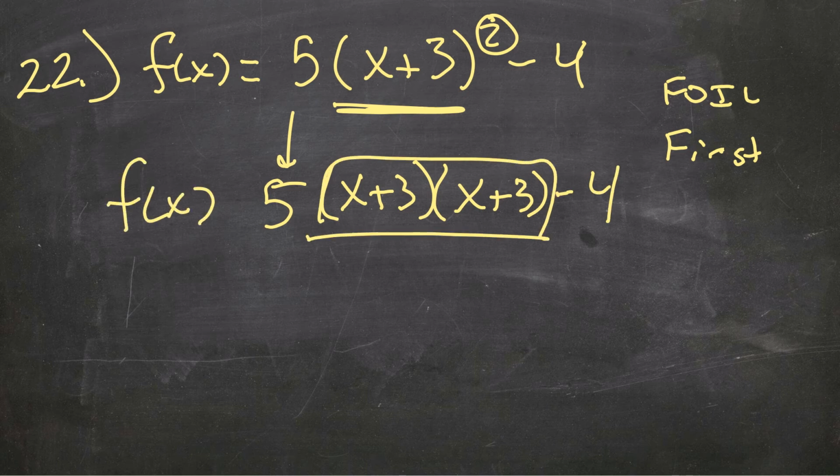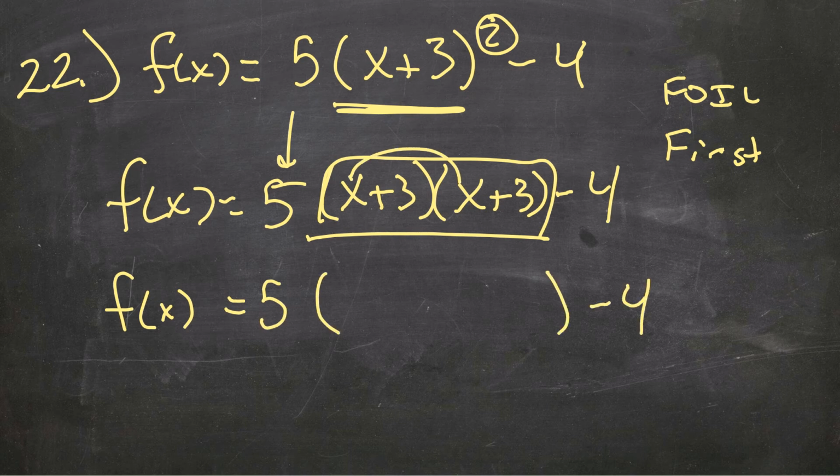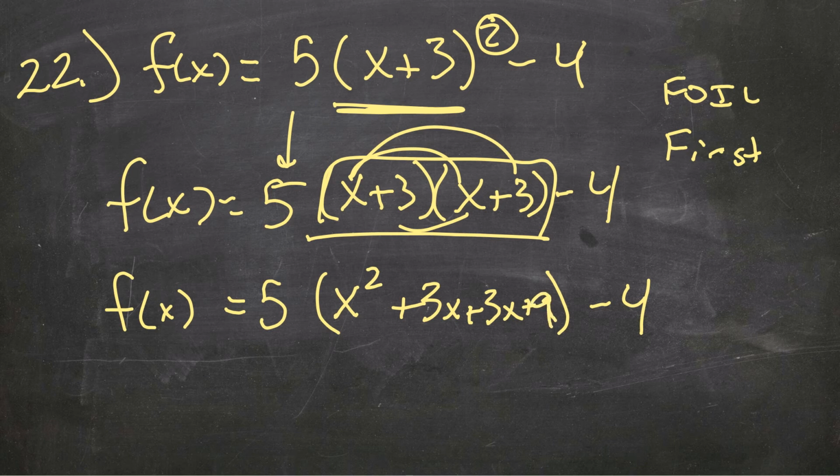Now 5 just drops down, minus 4 just drops down. You have to FOIL first. So I have to get rid of the parentheses. The 5 isn't going to do anything. The minus 4 isn't going to do anything. I go x to x is x squared. X to 3 is plus 3x. The inside plus 3x. The outside plus 9. I get 5 times x squared plus 6x plus 9 minus 4.